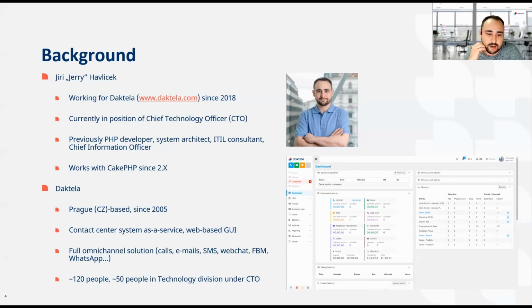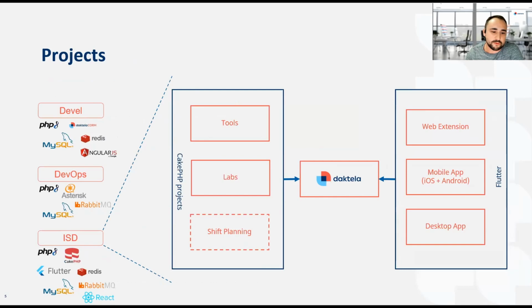Our company has existed since 2005. We build a contact center system as a service. It's a web-based graphical interface which the contact centers of our customers receive for their agents, and they can use pretty much any channel to contact their customers, which means that customers can call them, and they can handle emails, SMSs, web chats, Facebook Messenger, WhatsApp, and several modern channels as well. Currently, we have around 120 people, and in our technology division we have around 50 people, mostly dedicated to development. We have 3 development divisions, and I'll be talking about one of them mostly.